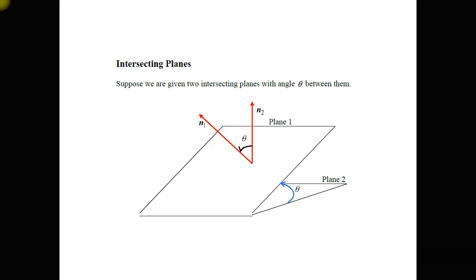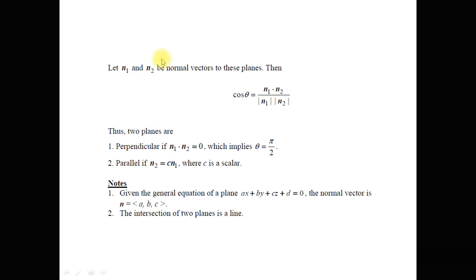When two planes intersect each other, we can find the angle by letting n1 and n2 be normal vectors to these planes. Then cos theta is equal to n1 dot n2 divided by the magnitude of n1 times the magnitude of n2. Thus two planes are perpendicular if n1 dot n2 is equal to 0. If the normal vectors of the planes are perpendicular, then the planes will be perpendicular, which implies that theta is equal to pi by 2.